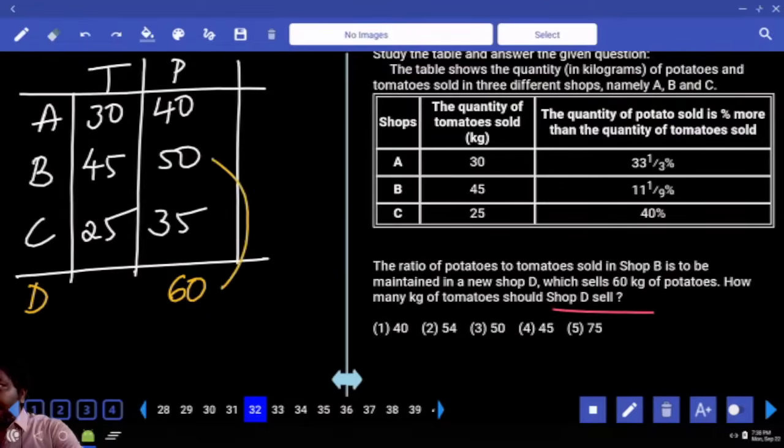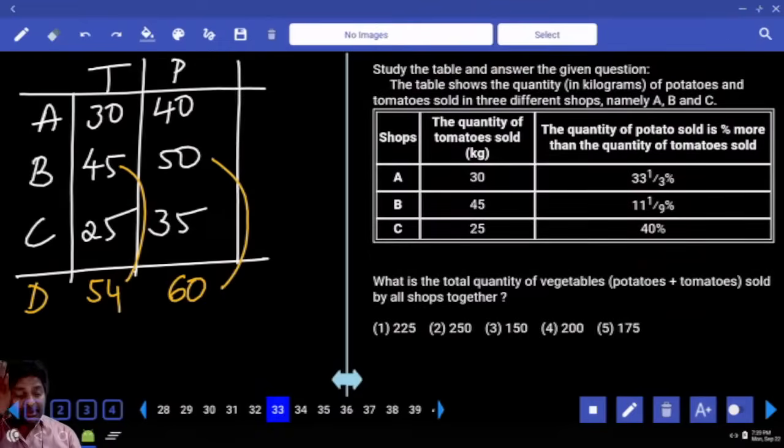50 became 60, increased by 10. Can I treat it as 20% of this number? If potatoes are increased by 20%, to maintain the same ratio, tomatoes should also increase by 20%. How much is 20% of 45? 9. 9 more, 54. Without actually calculating the ratio, we can answer it by identifying the percentage increase. You got it?